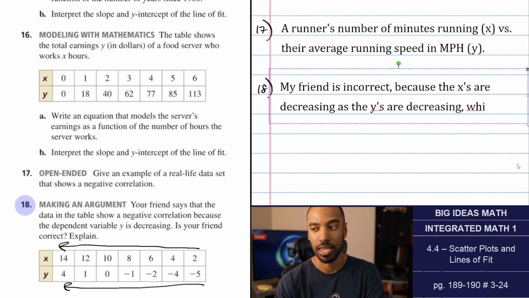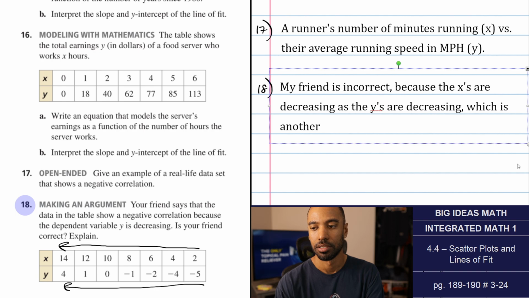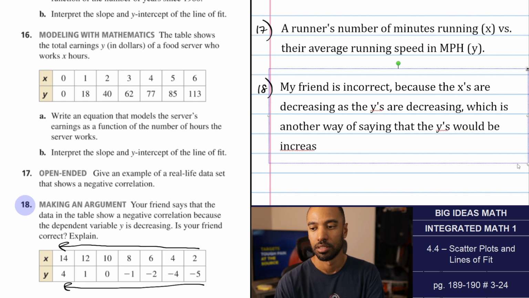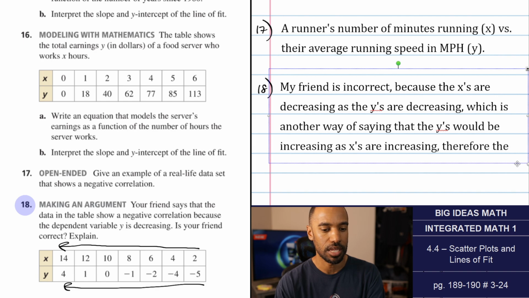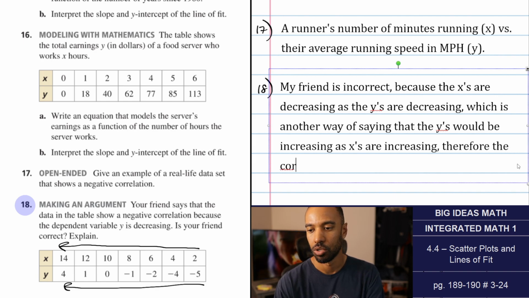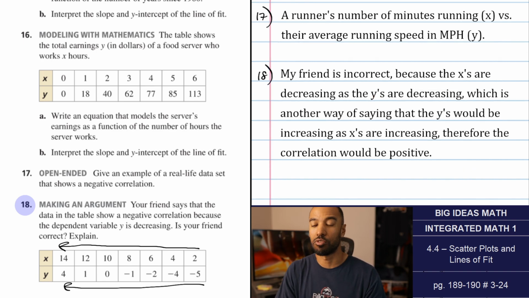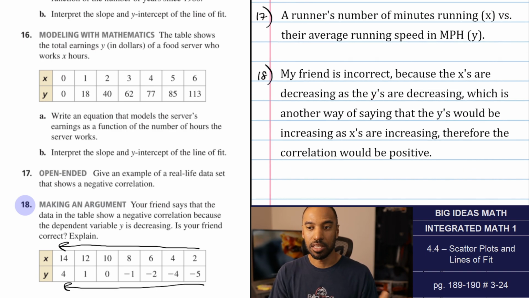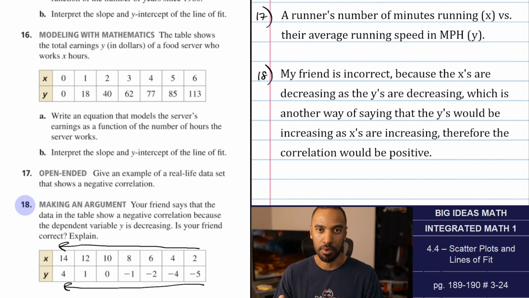Which is another way of saying that the y's would be increasing as x's are increasing. Therefore, the correlation would be positive. It's all about slope. That would be a positive. Remember, a graph, and this goes perfectly with when we started talking about slope.